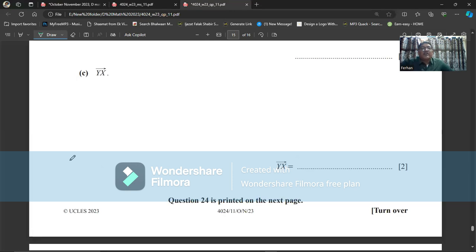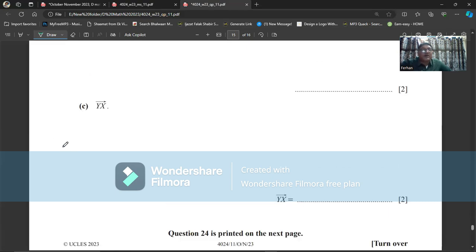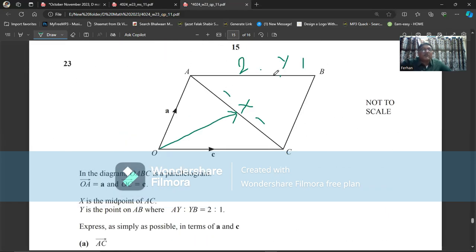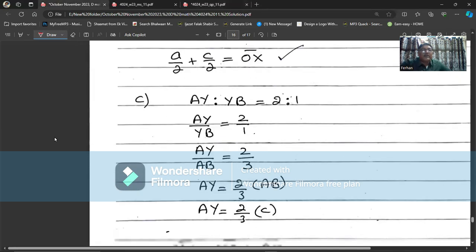Then the question is the YX. You have to find out YX. YX is of 2 marks. You want to go from Y to X. So if you want to go from Y to X, you will go from Y to A, from A to X. That is how you make it.